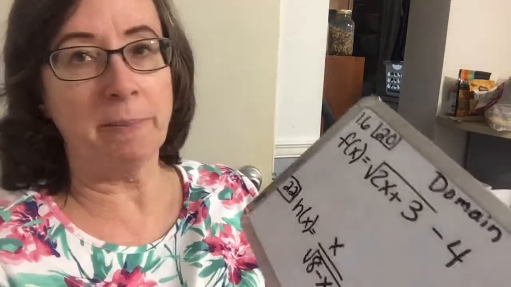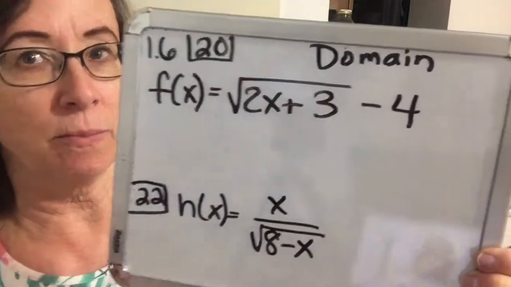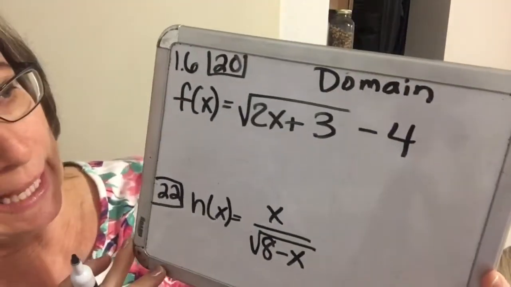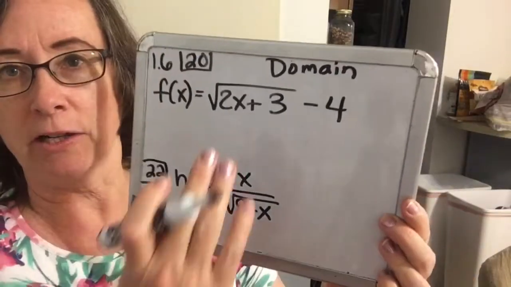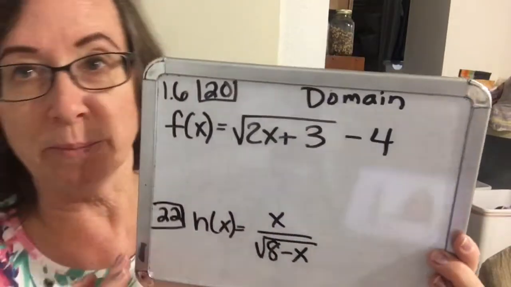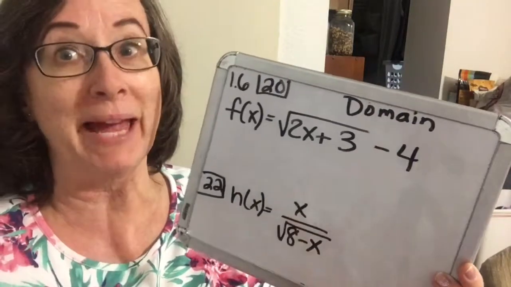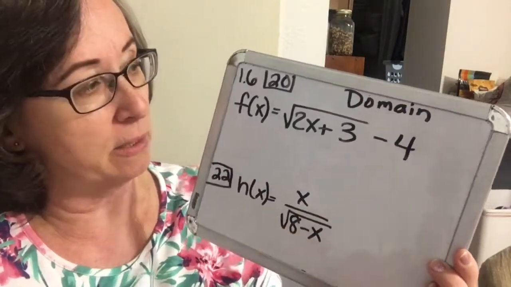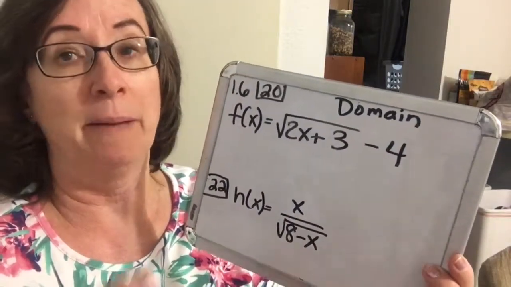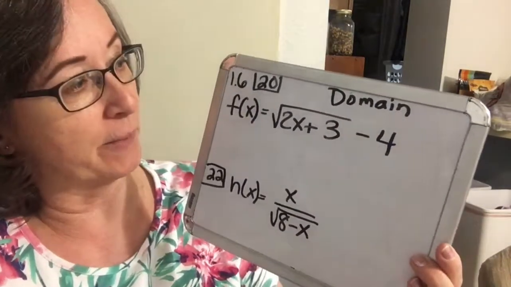All right, so here we are back with number 20, and we're talking about domain. These are not inequalities, but these are domain problems. And when we have a function that has a square root in it, we have to remember that if we had a negative underneath the square root, then we would have an imaginary number, not a real number. And when we're talking about domain, we're always talking about where the function exists in the real number system, okay?